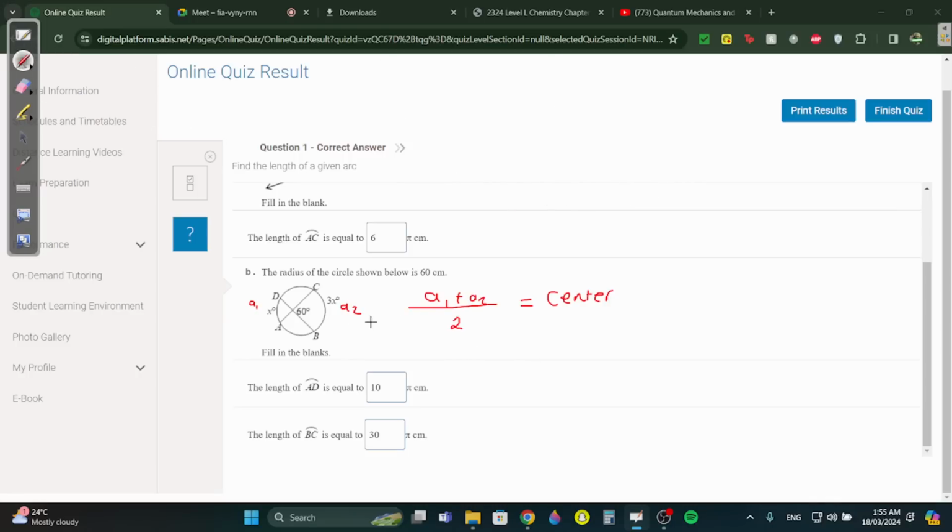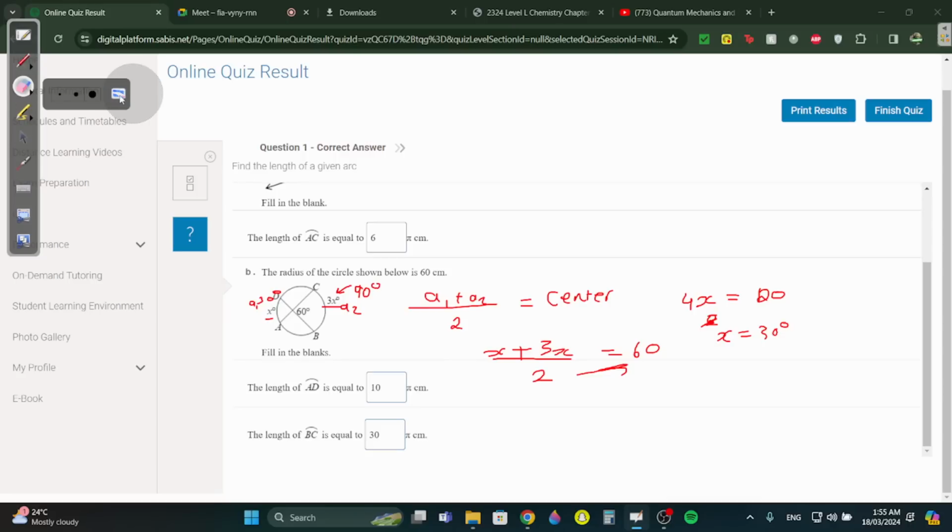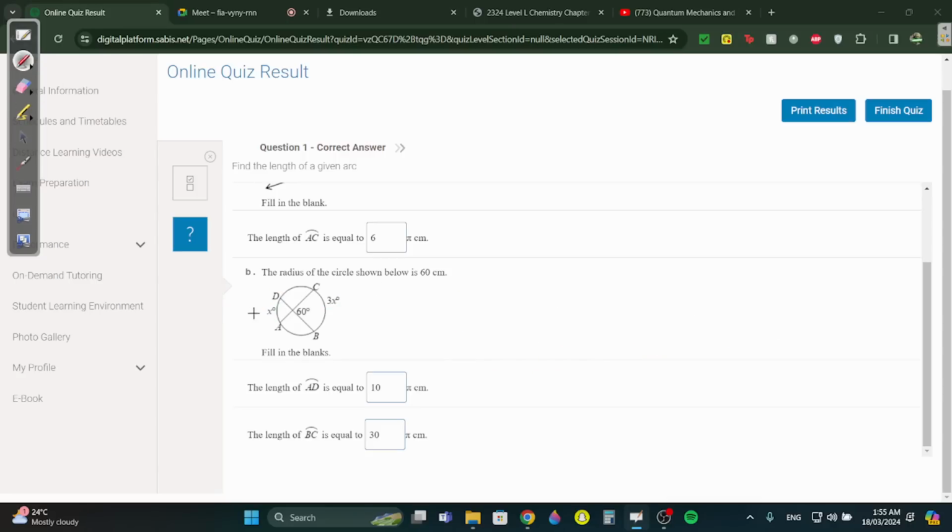That means here x plus 3x over 2 equals 60. X plus 3x is 4x. 2 times 60 is 120, x equals 30 degrees. So that means this arc here is 30 degrees. This arc here is 3 times x, so 3 times 30, so 90 degrees. Now we can solve, since we know the angle for each arc, 30 and 90.